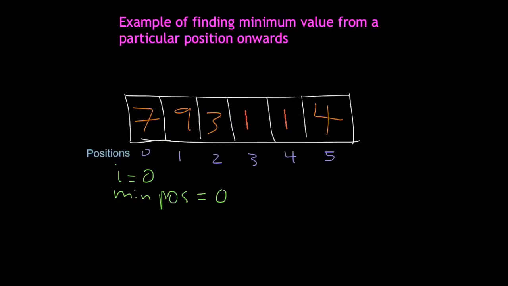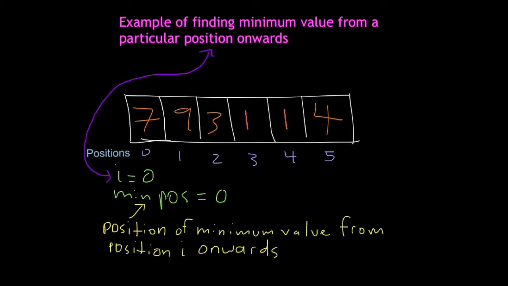So real fast, we're just going to go through an example of finding the minimum value from a particular position onwards. Here we're finding the minimum value from position I onwards. And we're going to store a variable here that will keep track of the position of the minimum value that we've seen so far. We're going to call that min_pos, and initially we're going to set it to 0. So first we're going to compare the value at position 0 to the value at min_pos. They're obviously the same, so we move on, don't change anything.